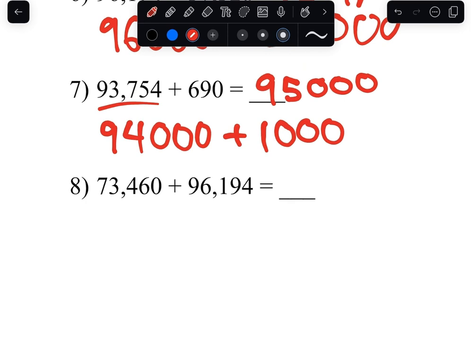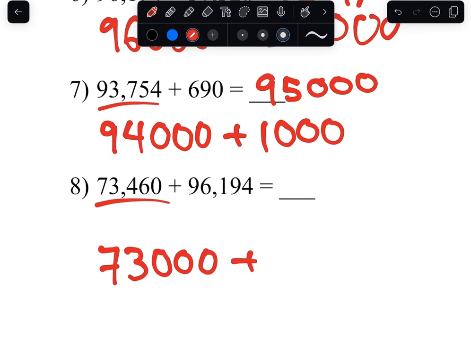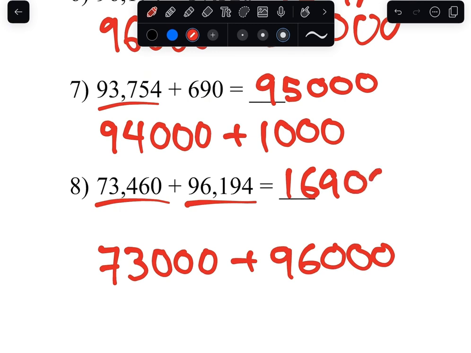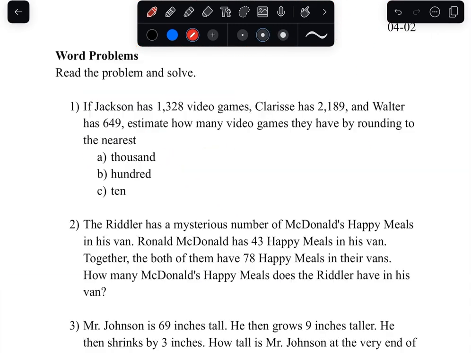Number 8, 73,460 plus 96,194. This rounds to 73,000 plus this rounds to 96,000. And then you add those two together, which is 169,000. Word problems. Read the problem and solve.